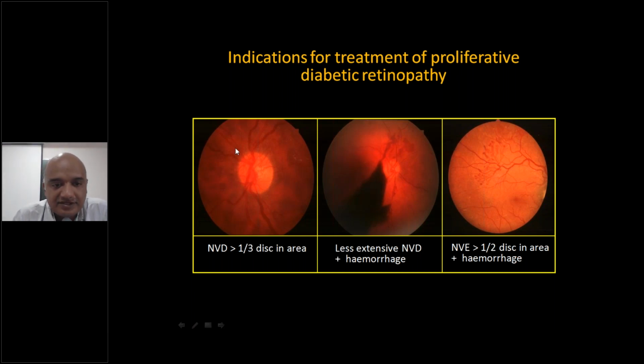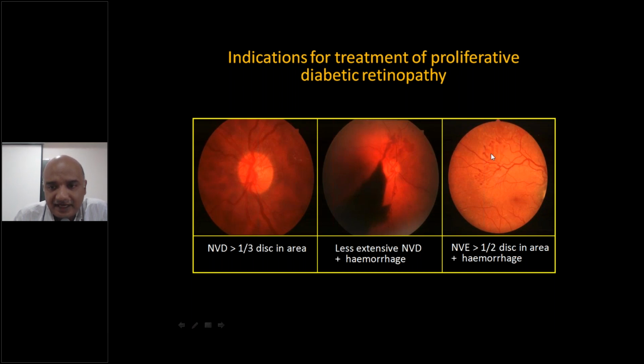So now, when do you treat a case of proliferative retinopathy? If you see here, there is neovascularization of the disc. It is more than one-third area of the disc. Now this is half of the disc. You can see here there is neovascularization. More than half of the disc is having neovascularization. And this is an example of vitreous hemorrhage. Because of neovascularization, vitreous hemorrhage has occurred, and there is neovascularization also over the disc in this region.